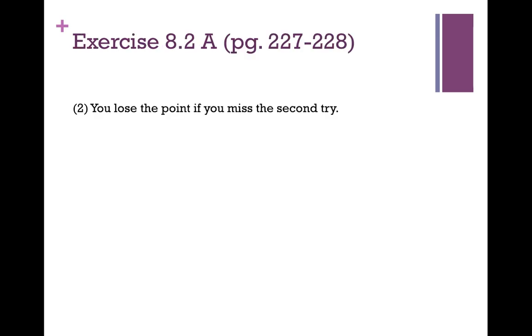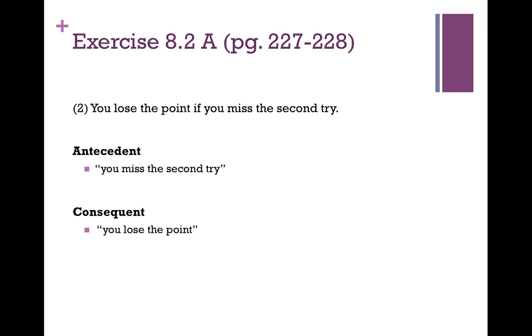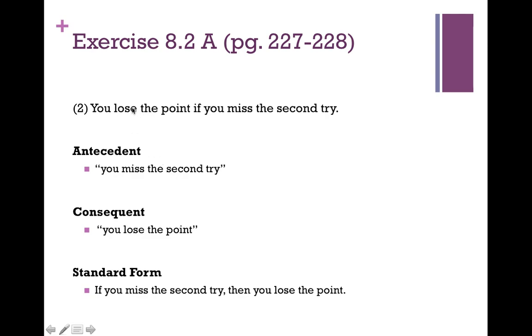You lose the point if you miss the second try. The antecedent for this is you miss the second try. The consequent is you lose the point. And this, when you put it into standard form, would be if you miss the second try, then you lose the point. And notice here that this proposition, as it's written in the initial presentation, is P if Q. And the way we put P if Q into standard form is we swap the order in which these occur.